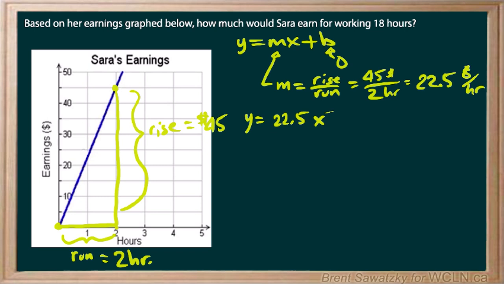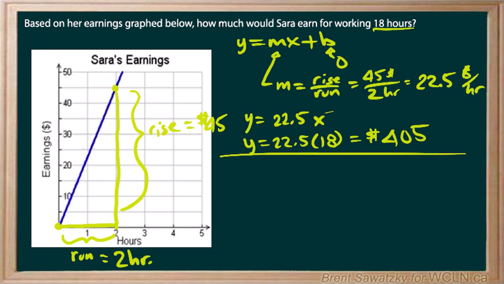And so our question we go back to is 18 hours. So when x is 18, what is y? Easy to find out at this point. 22.5 times 18 is equal to, and we can pull out the calculator, $405. And so, nice simple way to come up with an answer there.